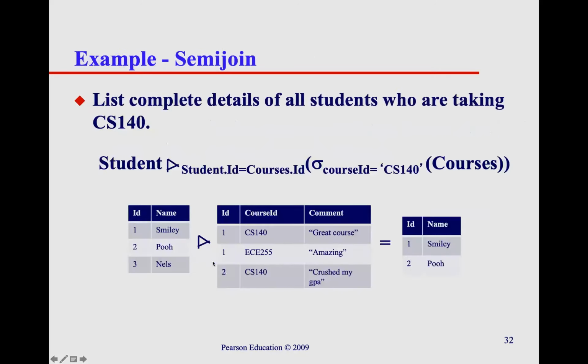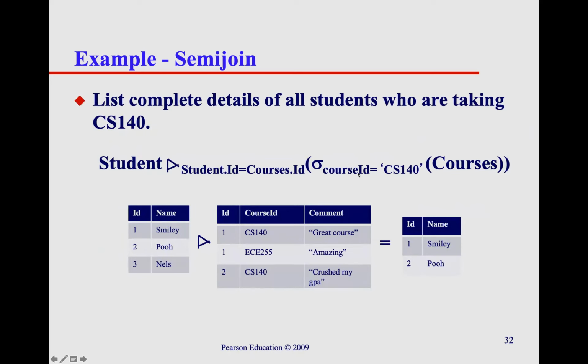Since we haven't seen that before, I will give you an example. So let's say I want to list the complete details of all students who are taking CS140. So we have to do a join with courses to find which students are taking CS140. But once we have those students, we only want to list the student details, not the course details. And so we do a semi-join of student with courses.